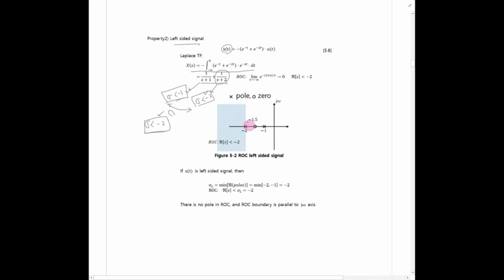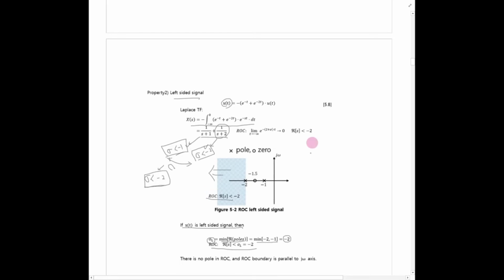So the pole locations are the same and the zero is the same. So minus 2 is the leftmost pole, minus 1 is the rightmost pole, and minus 1.5 is the zero. So the region of convergence at this moment is the left side of this one. Okay, so x(t) is the left-sided signal, and sigma L is the minimum value of a pole, at this moment minus 2. So the region of convergence should be given in this way.